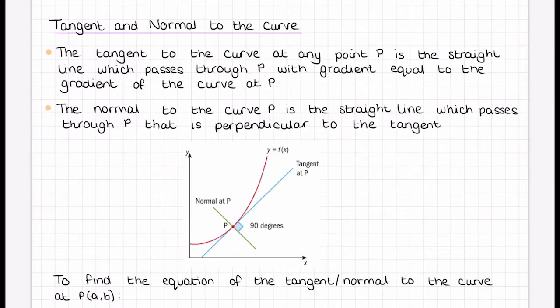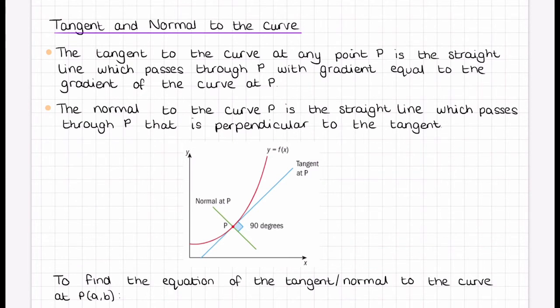Our next step is looking at the tangent and normal to the curve. So the tangent to the curve at any point P is the straight line which passes through P with gradient equal to the gradient of the curve at P. Then the normal to the curve at P is a straight line which passes through P that is perpendicular to the tangent. So you can see in the diagram there, the blue line is the tangent, the green is the normal, and the green and blue lines are at 90 degrees to one another.